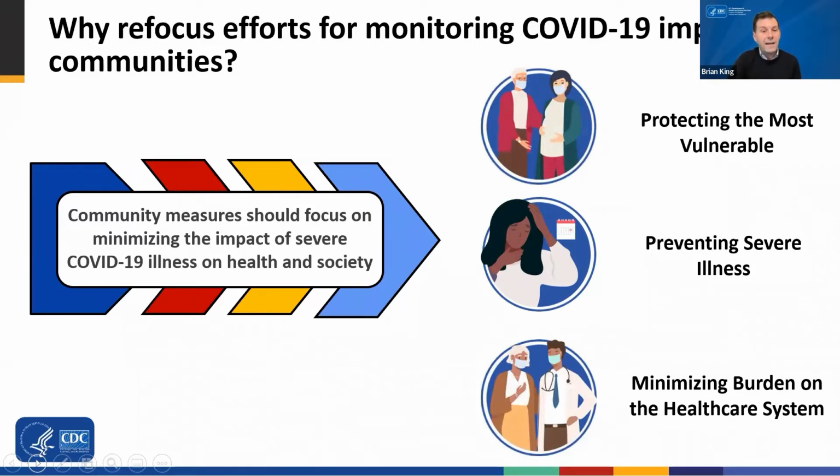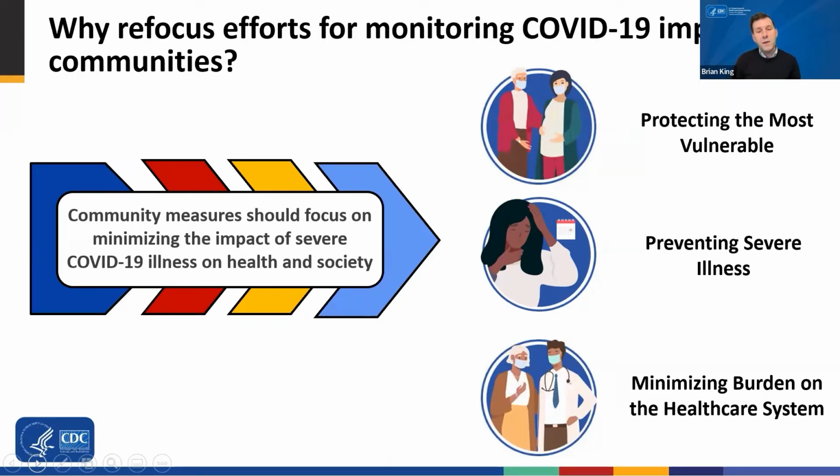And that's where the data and the science comes in to help ensure that we can protect them in the best way possible. And so given this, CDC recently updated the way we monitor COVID-19's impact on our communities, including focusing on three primary factors, which are shown here. And that's protecting the most vulnerable, preventing severe illness, and minimizing burden on the healthcare system.